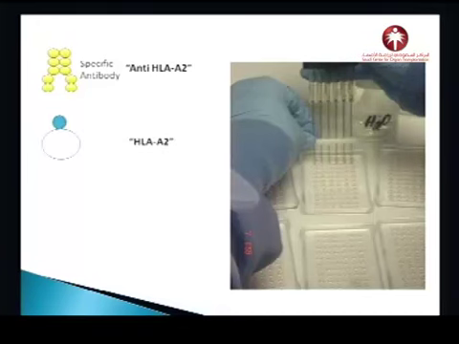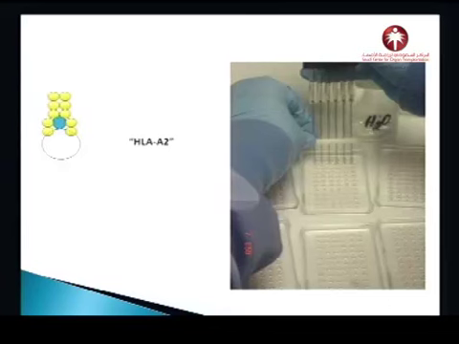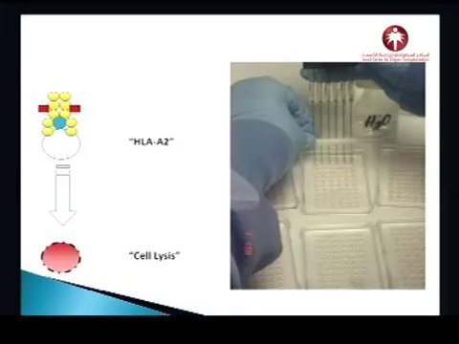When we incubate the target cell, the patient cell, with these antibodies, if it carries the same HLA, they will bind together, and when we add complement, that will lead to activation and eventually to cell lysis. That's if we have the antibody and we form the antigen-antibody complex. If not, there will not be any cell lysis.